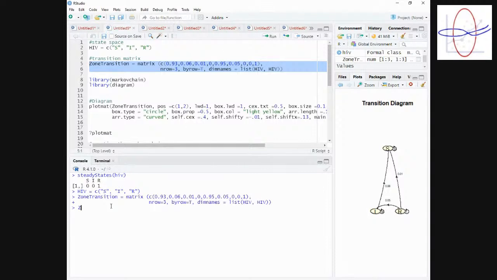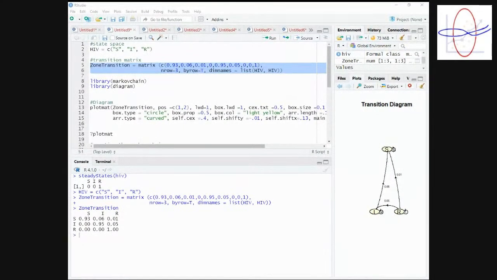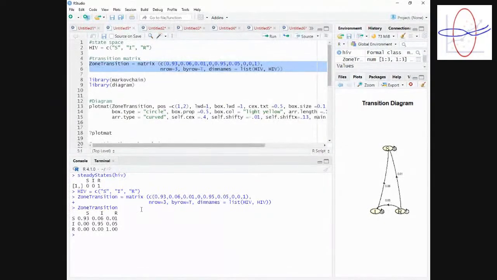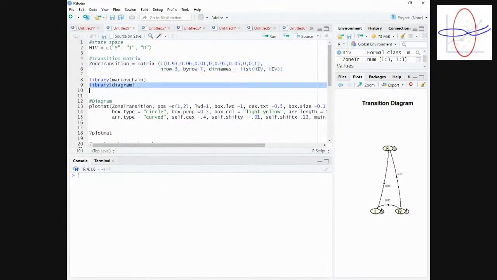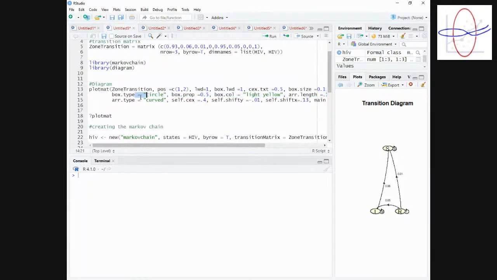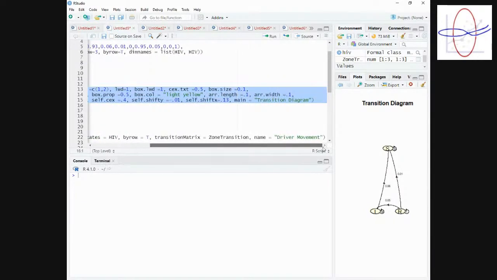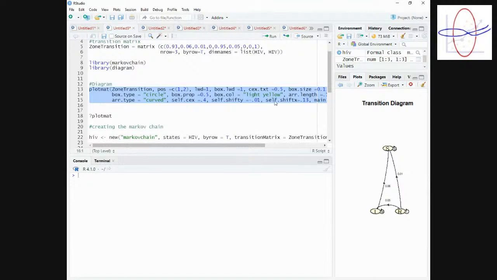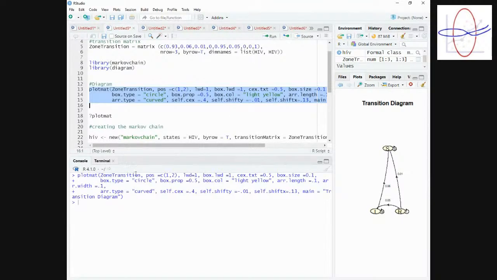So if you see the zone matrix, zone transition, you will see that the matrix is exactly what you have got. And these are 2 libraries to draw the Markov chain diagram and calculate all the matrices. These are various difficult, very graphical things over here. I am not explaining it. You have to see the documentation, but I have written it over here.